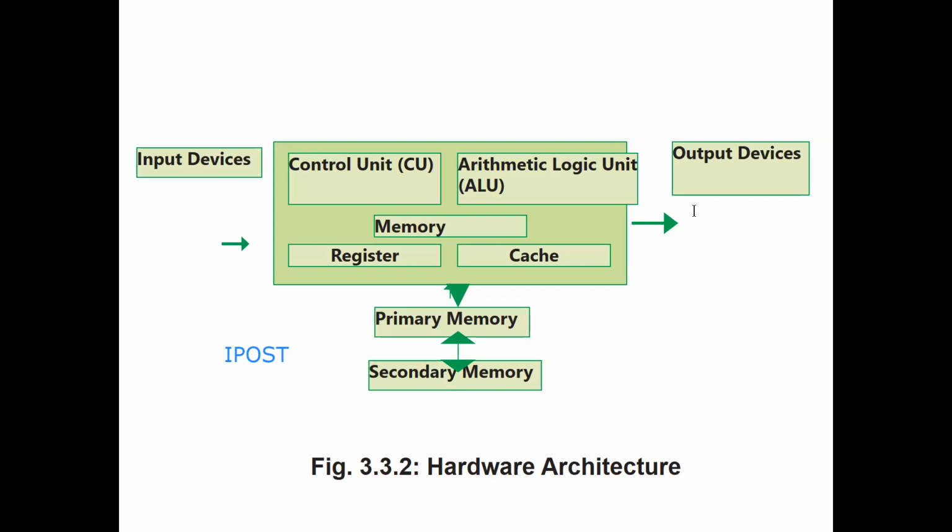So you will store the data either permanently or temporarily. Primary storage means once the computer is switched off, the data will be removed from the computer, whereas secondary storage will be stored permanently, like CD, DVD, pen drive, flash drive, and all kinds of storage devices.